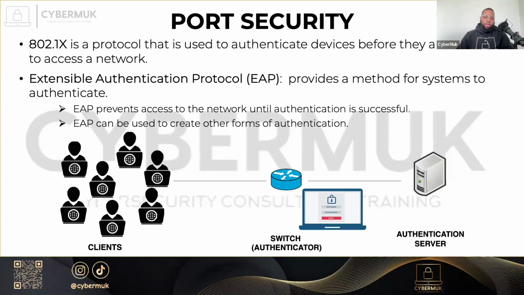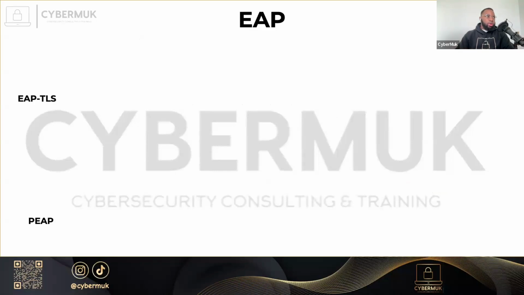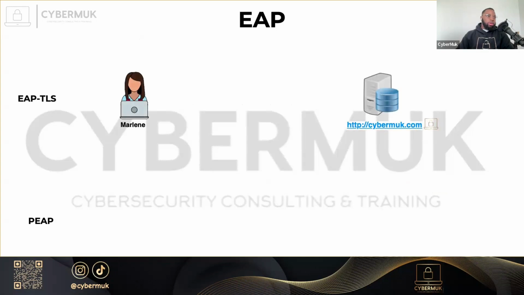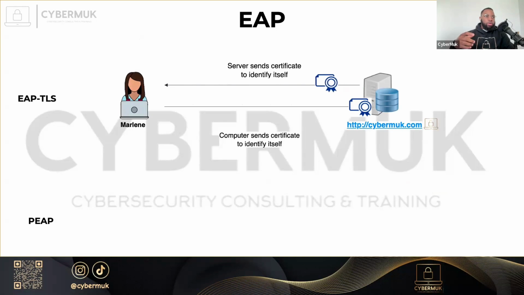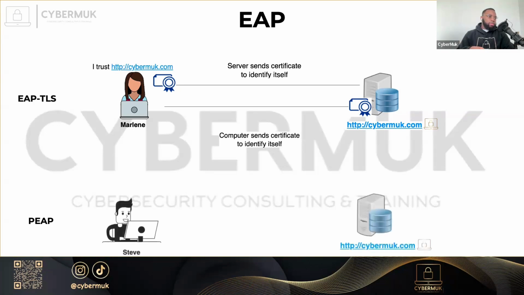Now, how does EAP work? You have a few different types of EAP. You have one called EAP-TLS. For example, you have Marlene here who is trying to log into cybermook.com. First, what happens is her computer sends a certificate. Remember from domain one, a certificate is used to prove your digital identity. The computer sends a certificate to identify itself. And the cybermook.com server will also send a certificate to identify itself. So there's a mutual authentication between Marlene's computer and CyberMook's server or any other website.